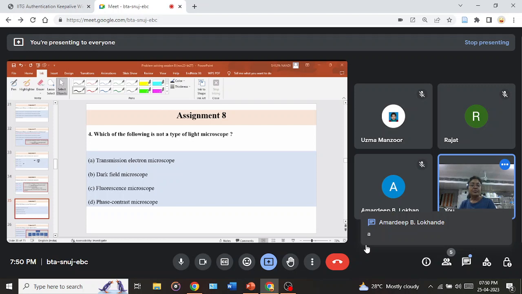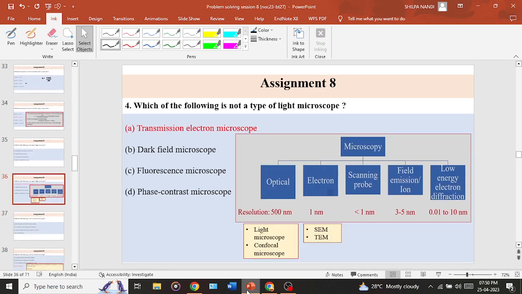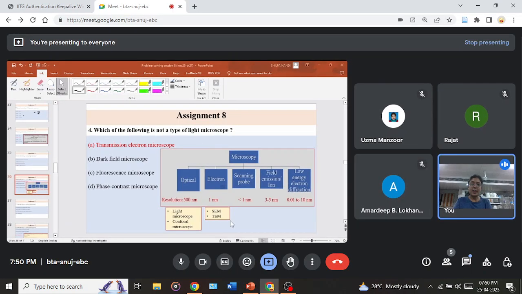Okay, so I think you already know about this. So yes, you are correct. The correct answer for this question is option A, that is transmission electron microscope. So transmission electron microscope, scanning electron microscope, all these come under electron microscopy and not under optical microscopy.